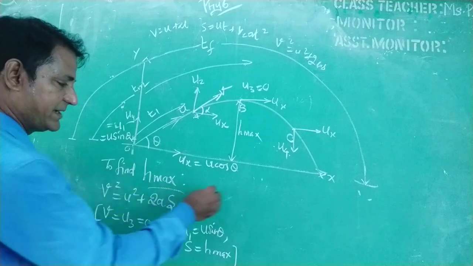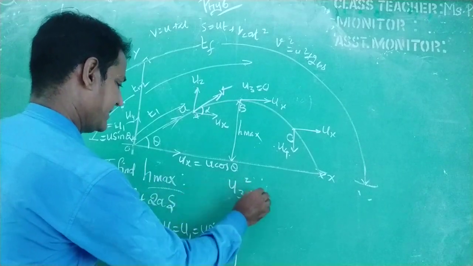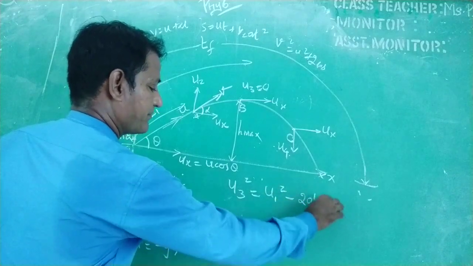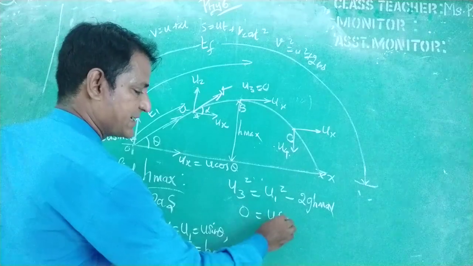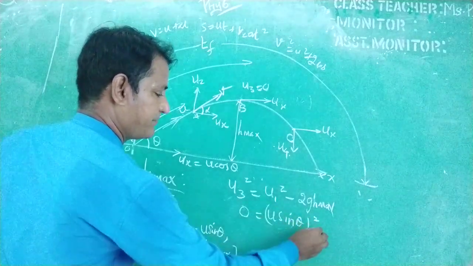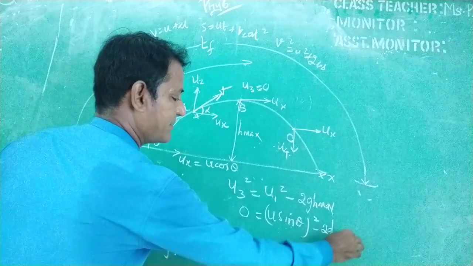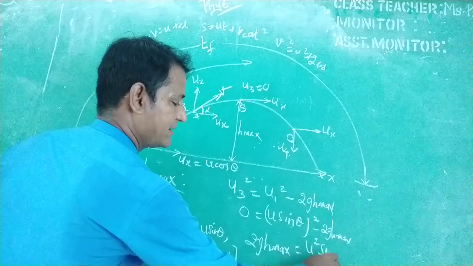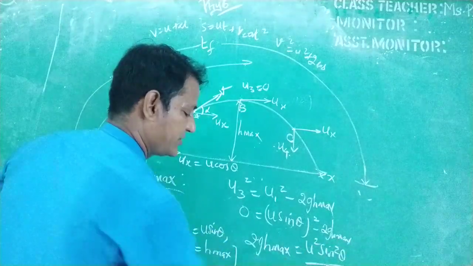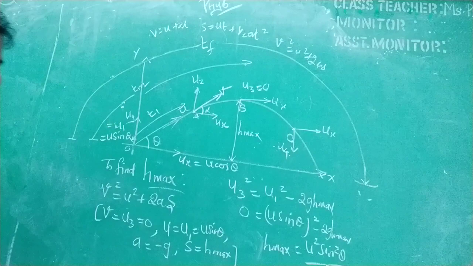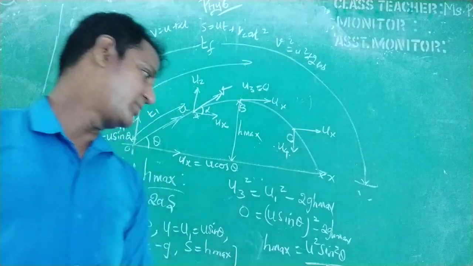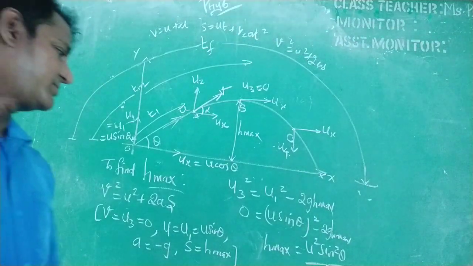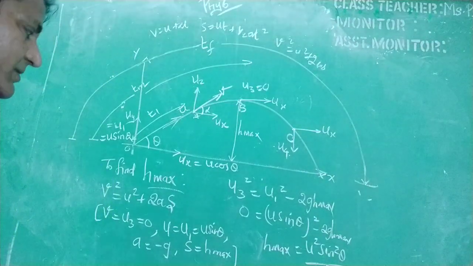Now let me substitute the values here. So u3 squared is equal to u1 squared minus 2g h maximum. So this becomes 0 equals u sin theta the whole square minus 2g h maximum. So 2g h maximum is equal to u squared sin squared theta, so h max will be equal to u squared sin squared theta by 2g. So this is the maximum height reached by the projectile. Okay, again.